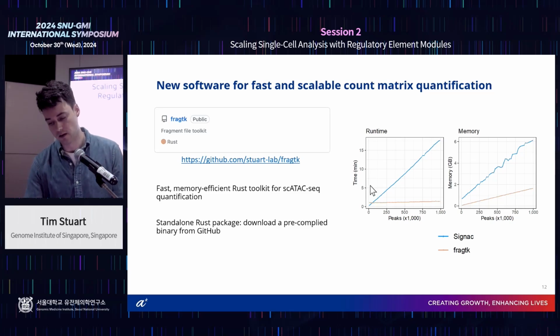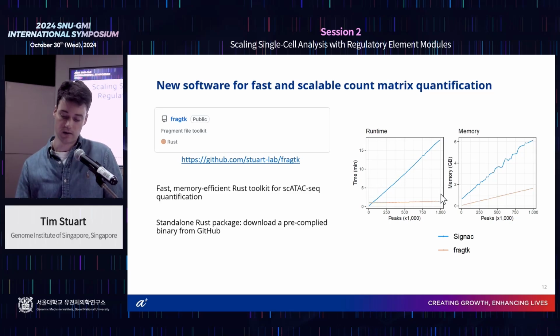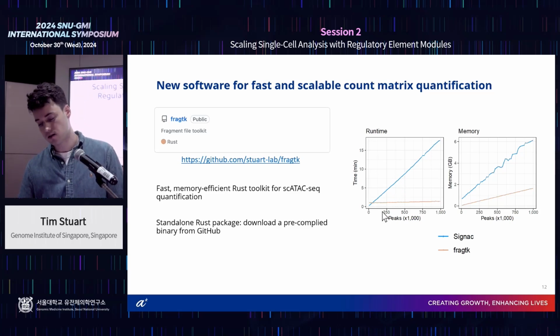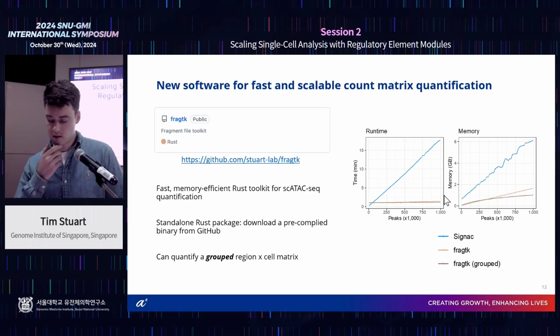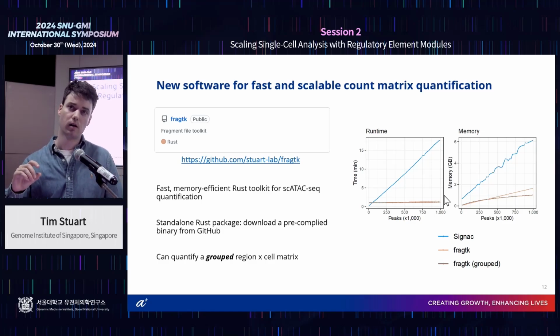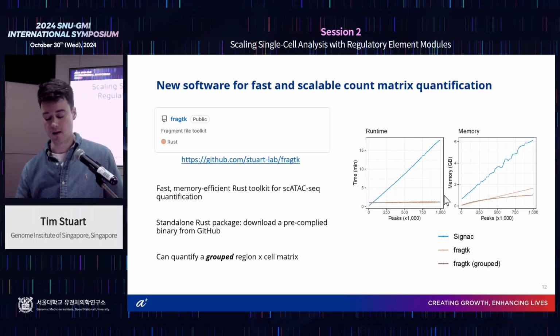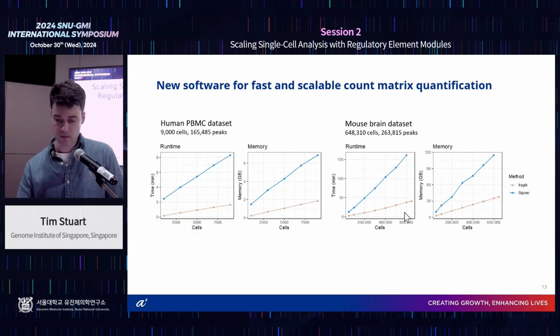And if you look at the scalability of this software compared to the R implementation in Signac, you can see that it scales much better now with increasing number of features. The runtime really doesn't change much. The memory usage is much less. And importantly also, we implemented another quantification method that enables you to quantify groups of genomic regions as one row in your matrix. So this would enable you to quantify a module of features as one row in your matrix.